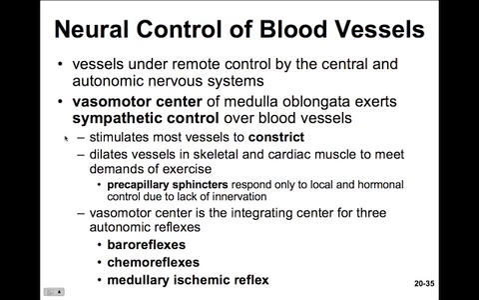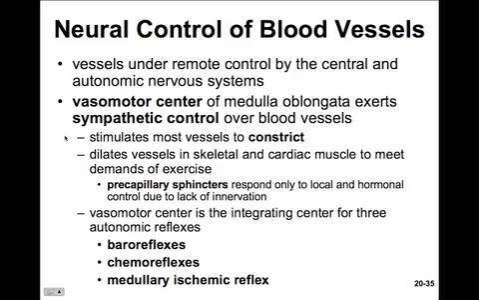So in addition to local control, blood vessels are also under remote control by the central and autonomic nervous systems. The vasomotor center in the medulla oblongata is going to exert sympathetic control over all the blood vessels throughout the body. It stimulates most vessels to constrict and dilates vessels in skeletal and cardiac muscle to meet the demands of exercise. The precapillary sphincters only respond to local hormonal control because they don't have any innervation from the vasomotor center.